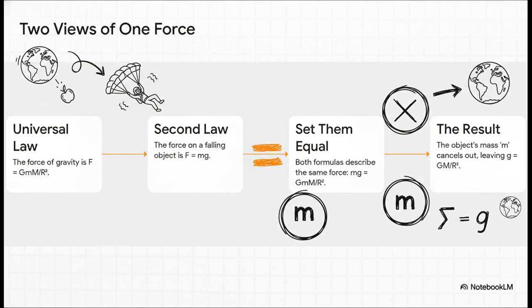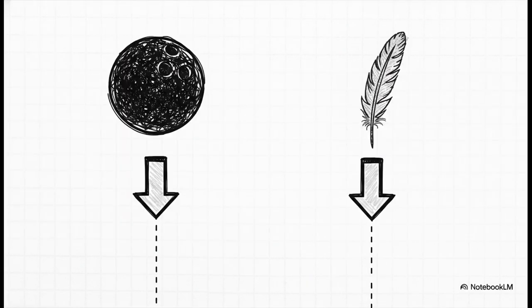We look at the force on a falling object in two different ways. First, using the universal law of gravitation, we know the force is F equals G times M m by r squared. But we also know from Newton's second law that force equals mass times acceleration, which in this case is F equals m times g. Now, both of these are describing the exact same force, so we can put them equal to each other. And when we do that, something amazing happens. The mass of the falling object, the small m, is on both sides of the equation, so it just cancels out. And what does that mean?